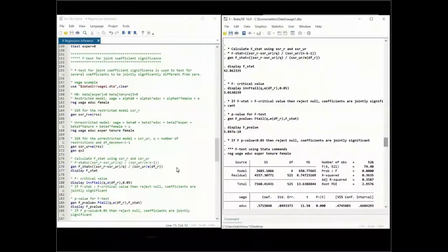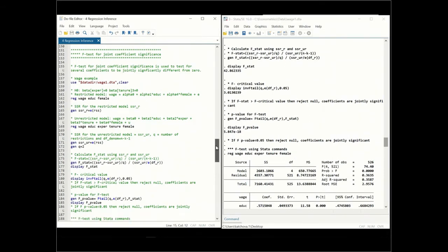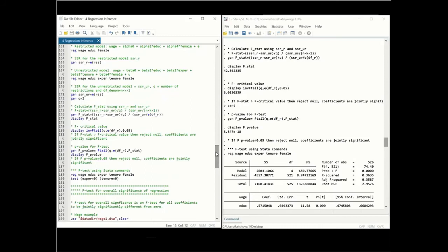We can also calculate the p-value for the f-test, using f-tail, giving the 2 degrees of freedom for the numerator and denominator, and the f-statistic. Then we can display that the p-value for the f-test is practically 0. So these coefficients are definitely jointly significant. A much easier way to accomplish the same thing is just using the Stata command.